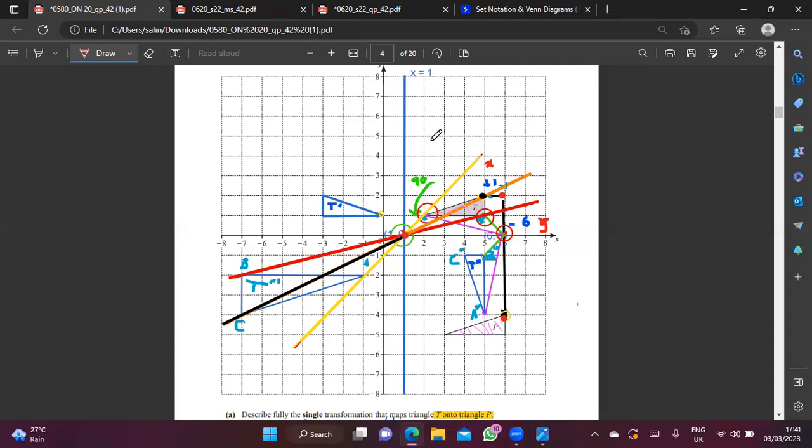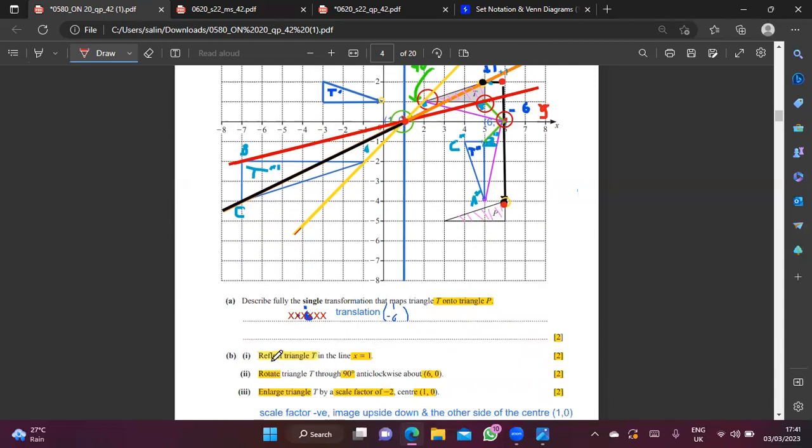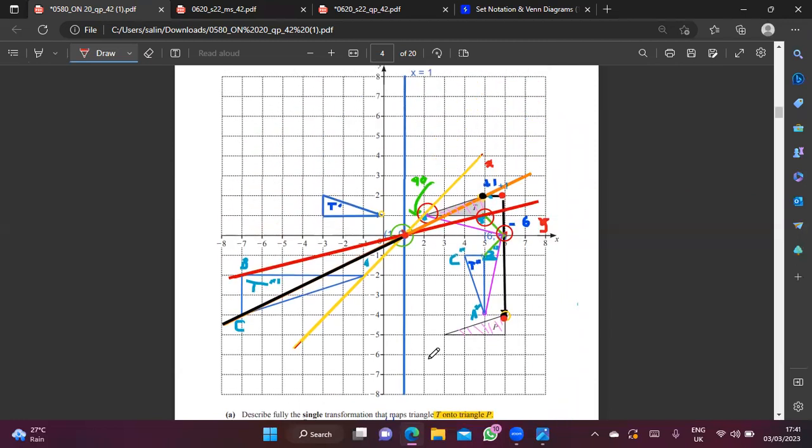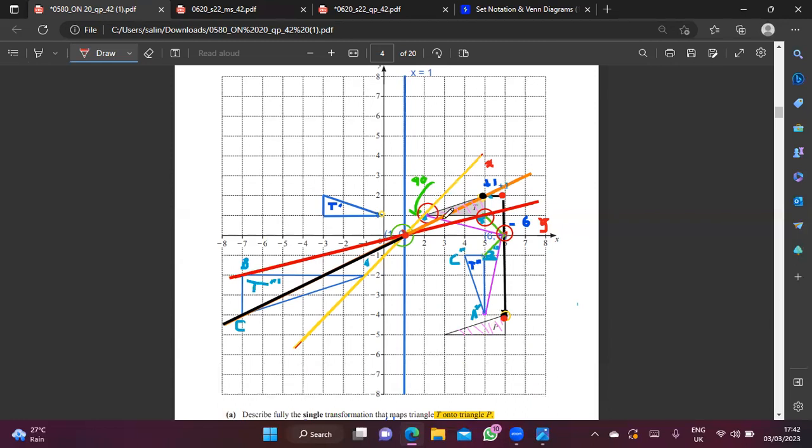Now, what happened here? I need to reflect triangle T in the line x equals 1. So this question is actually you have to show on your diagram. What you can do is label all the points for your T here. I label it with red color now, all are red.